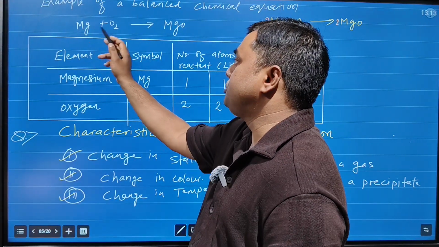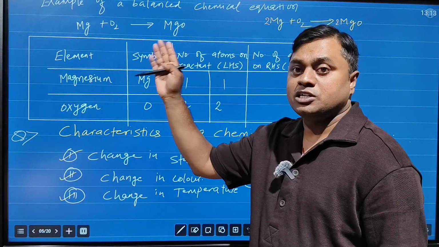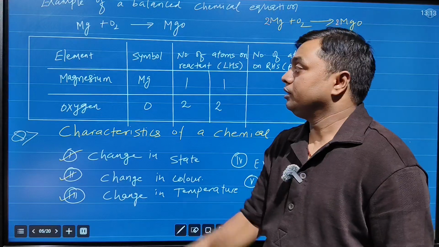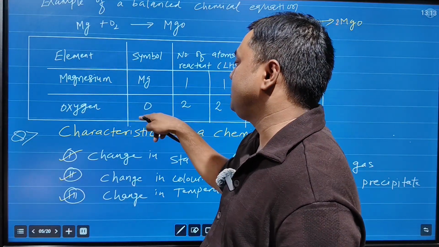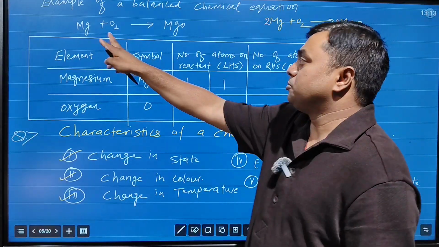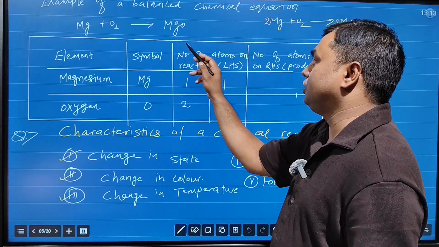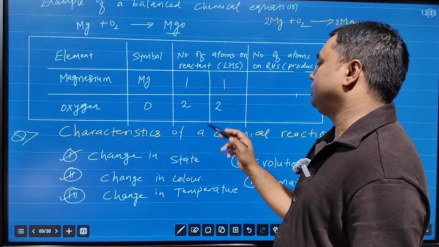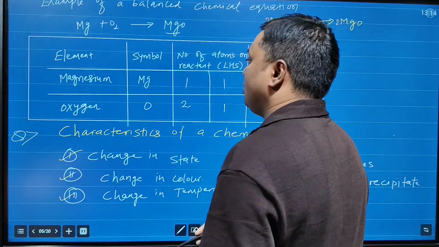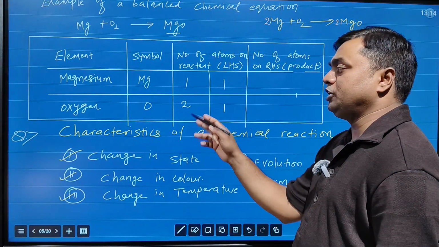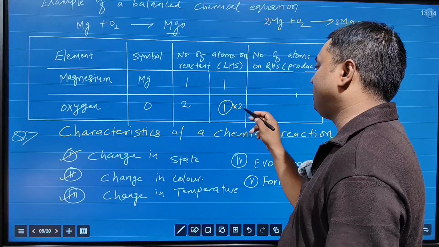Burning of magnesium: Mg plus O2 gives you MgO. First we'll check whether it is balanced or not. Magnesium and oxygen are there, symbols Mg and O. How many atoms? Magnesium 1, oxygen 2. On the right hand side, the product side, Mg is 1 and oxygen is also 1 only. Magnesium is balanced, but oxygen is not balanced on the right hand side.